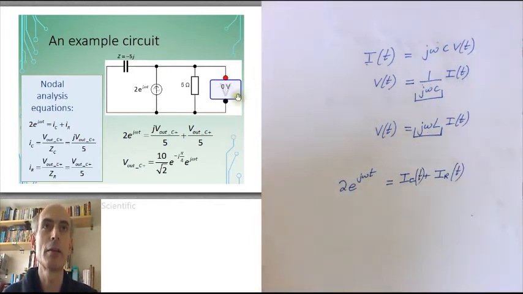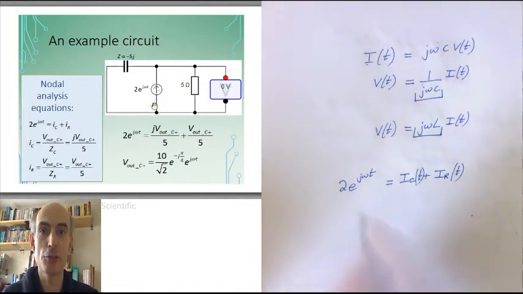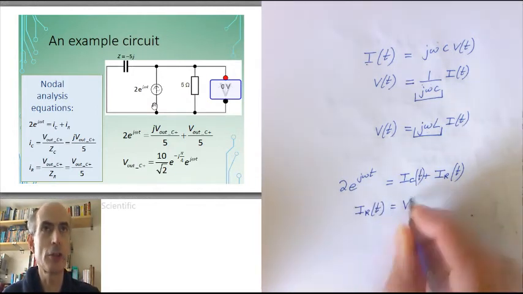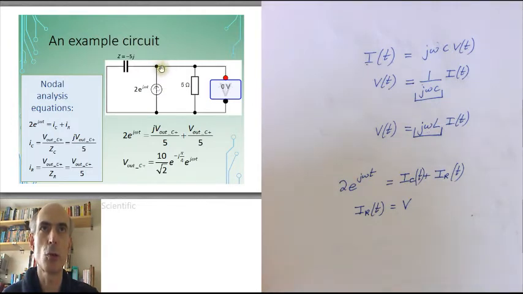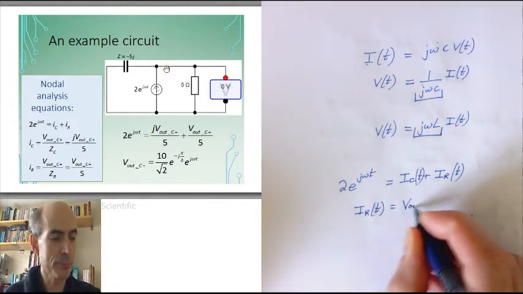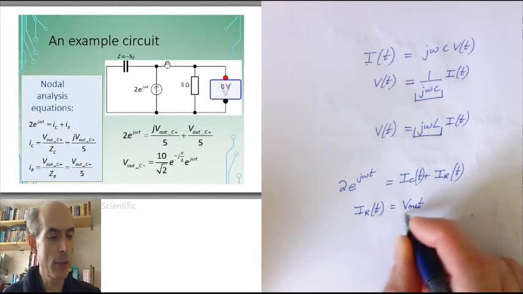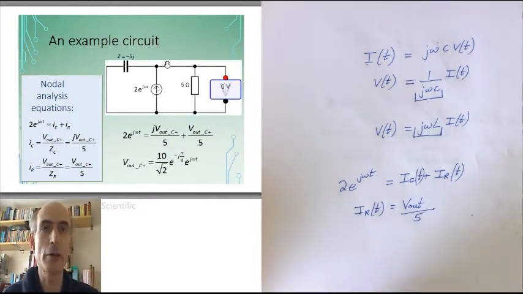If I choose to define the voltage at the bottom node here as my local reference, or 0 volts, then the two other equations I need relate the voltage across the capacitor to the current flowing through it, and the voltage across the resistor to the current flowing through it. Well, for the resistor, it's quite easy. That's just Ohm's law. The current through the resistor is going to be the voltage at this node here, which I'll call V out, since that is the voltage being measured by the voltmeter, divided by the value of the resistance, which in this case is 5.